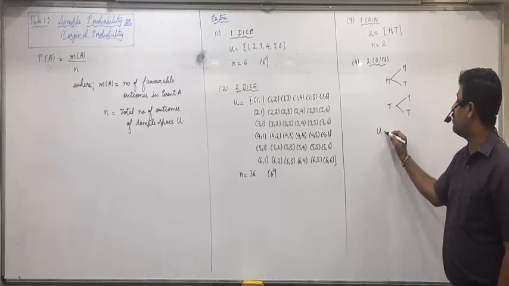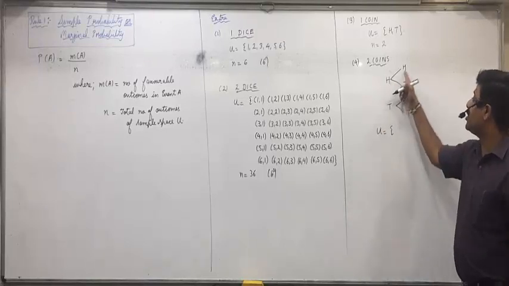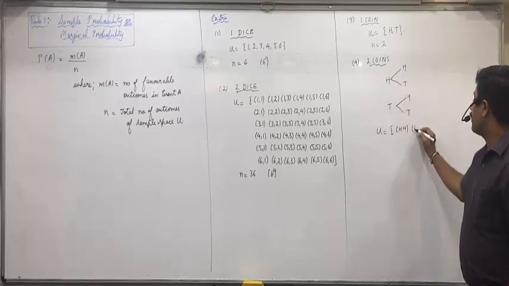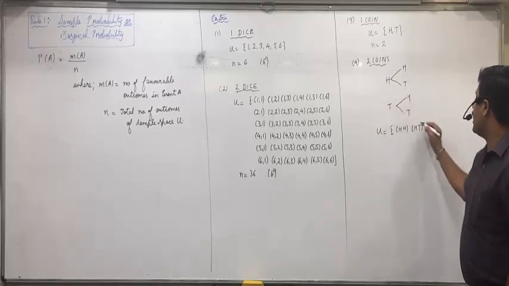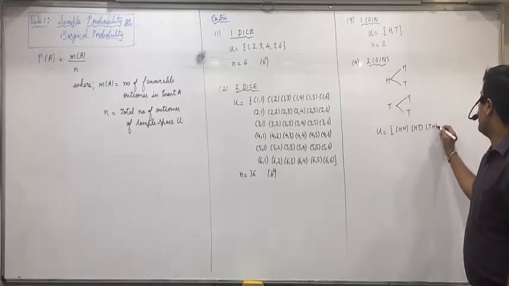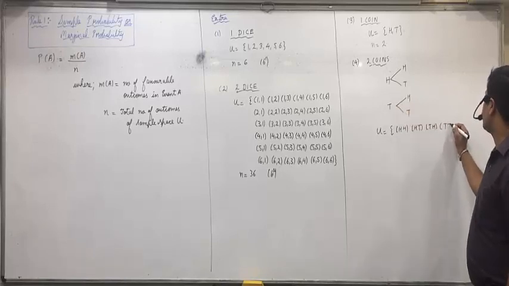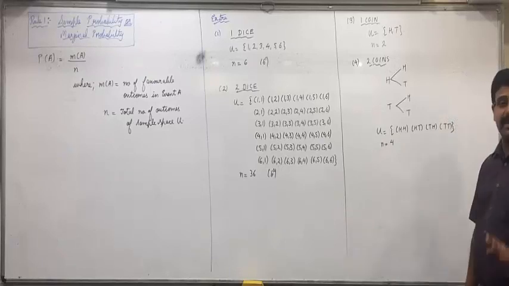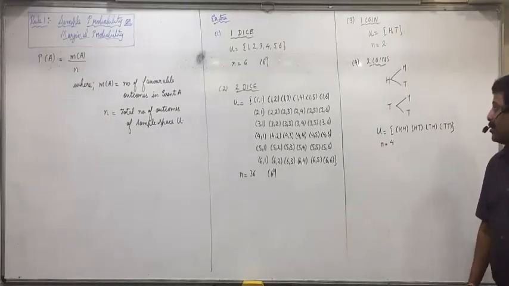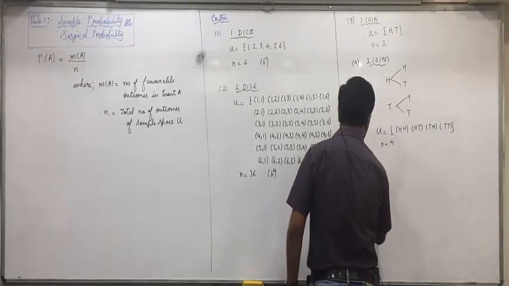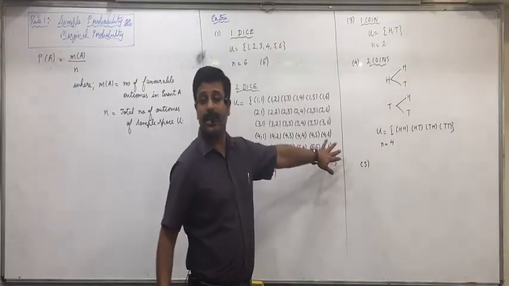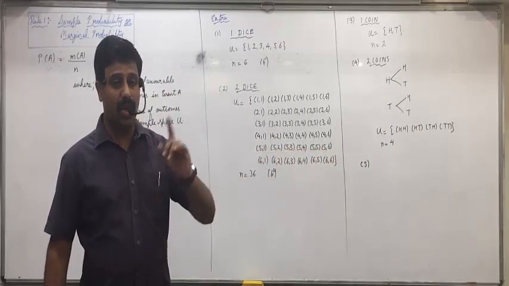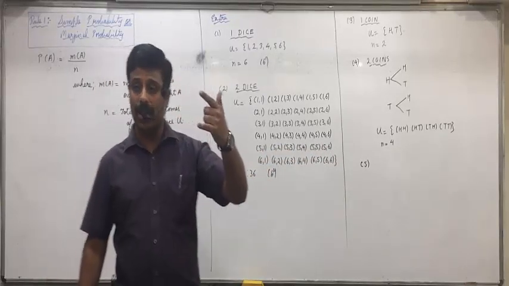Means your sample space will be HH, HT, TH, and TT. 4 outcomes. Able to understand this? Now, 3 coins. Raise your hand who did not understand this. One more, 3 coins I will show on the board, then 4 coins you will try on your own.